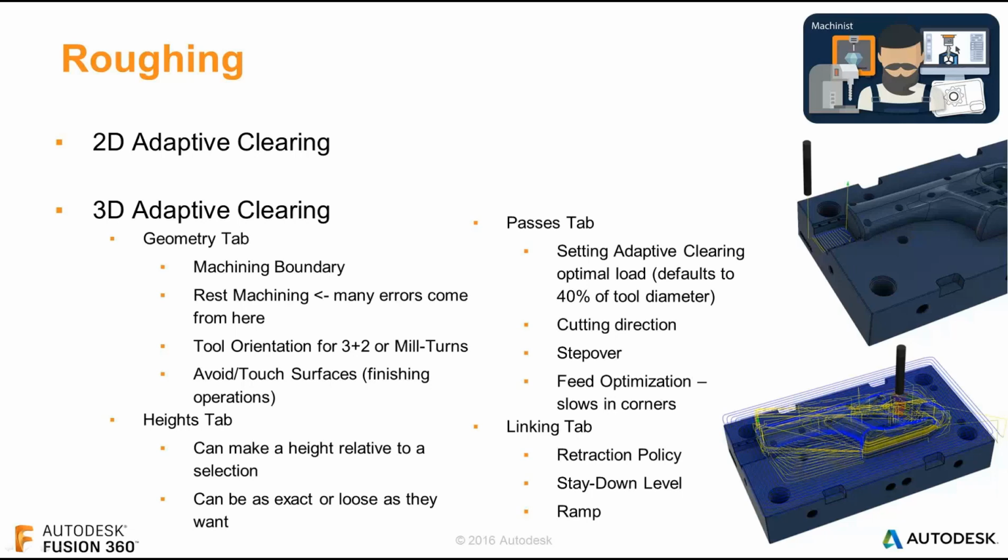The linking tab deals with what happens between cuts. After a cut is made, the tool needs to be relocated. Does it lift all the way up? Is it just a minimal retraction? What efforts are being used to keep the tool engaged? So those are the primary tabs. There is another tab that comes before the geometry tab, which is the tool tab, where you can select what tool will be used. So let's have a look at some of this in action.